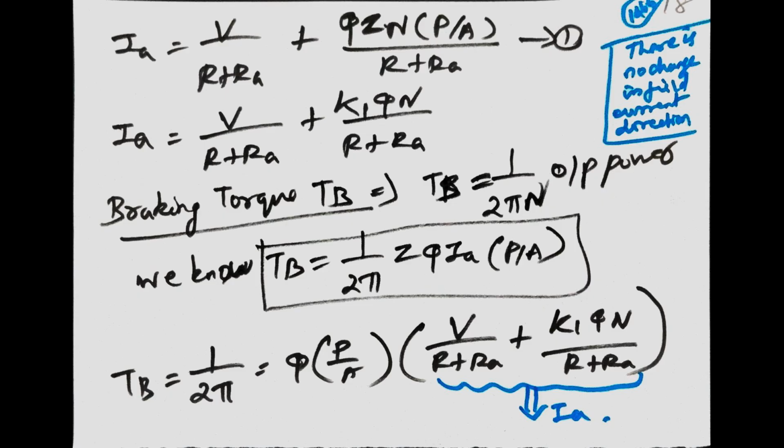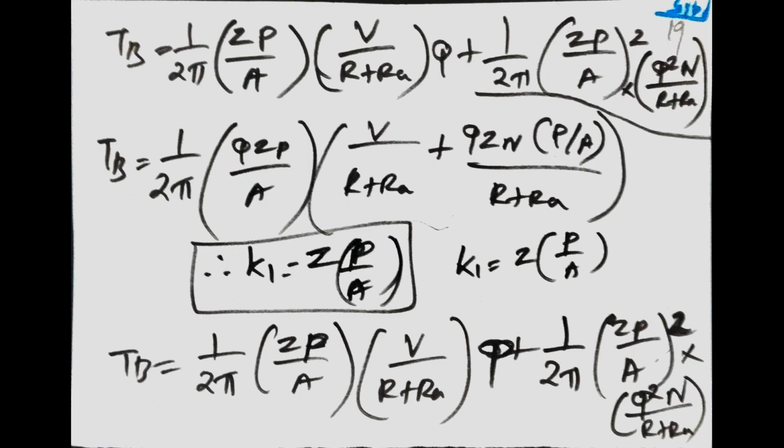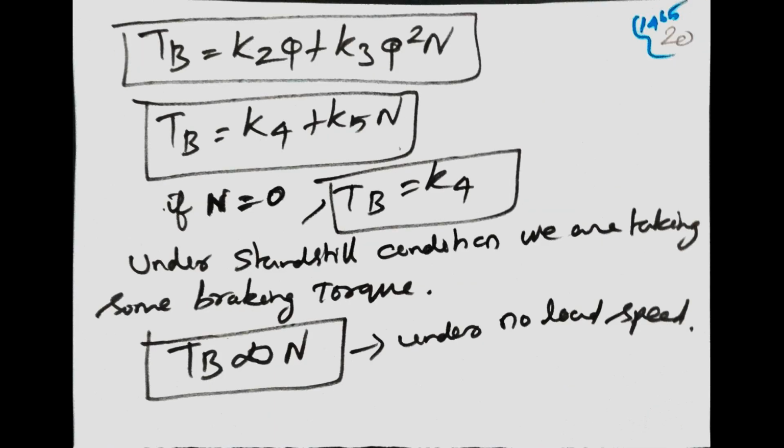For TB we find K2 phi plus K3 phi squared N. TB is K4 plus K5 N. If N is equal to 0, TB is K4. Under standstill condition, we are taking the same braking torque. TB is proportional to N under no load speed. That is the final equation we find.